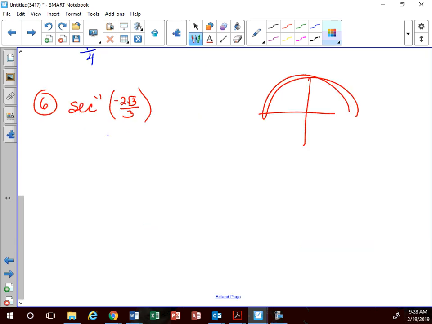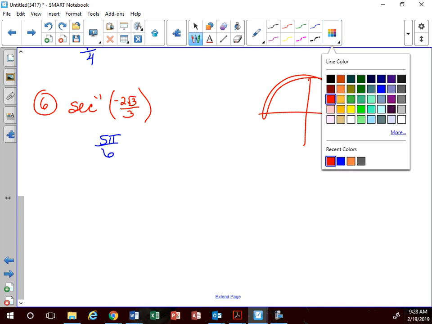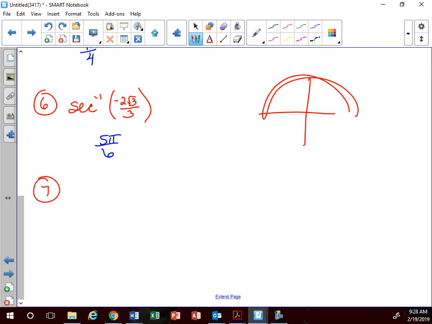All right, guys, that one ends up being 5 pi over 6. Okay. All right, let's shift gears a little. Let's do cosine of inverse sine of -5 over 13. Just for fun.